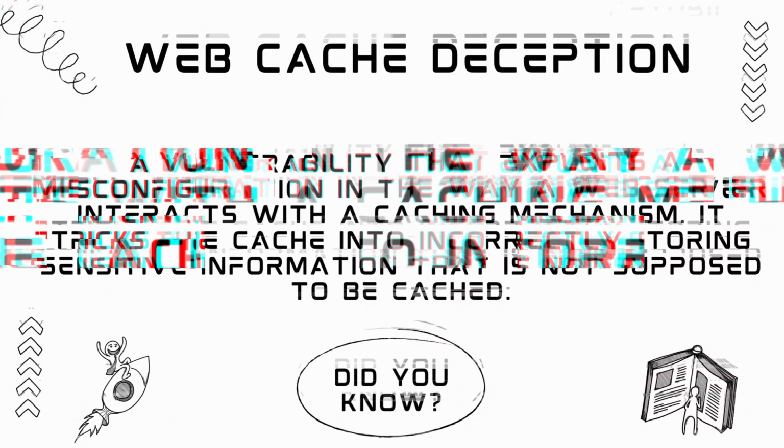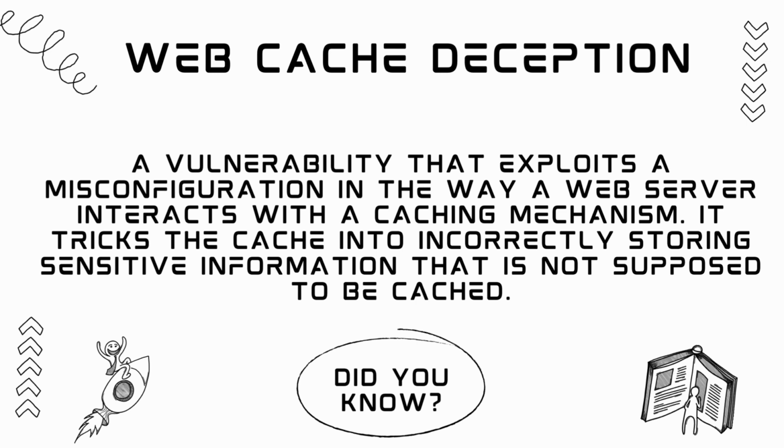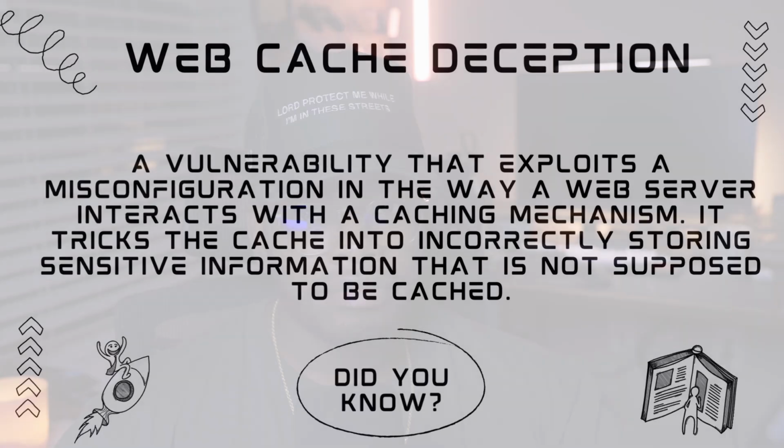Web cache deception is a term used to describe a vulnerability that exploits a misconfiguration in the way a web server interacts with a caching mechanism. It tricks the cache into incorrectly storing sensitive information that is not supposed to be stored or cached, right? This typically happens when a user requests a URL with a crafted path that leads the server to believe the response should be cached, even though it contains sensitive data.